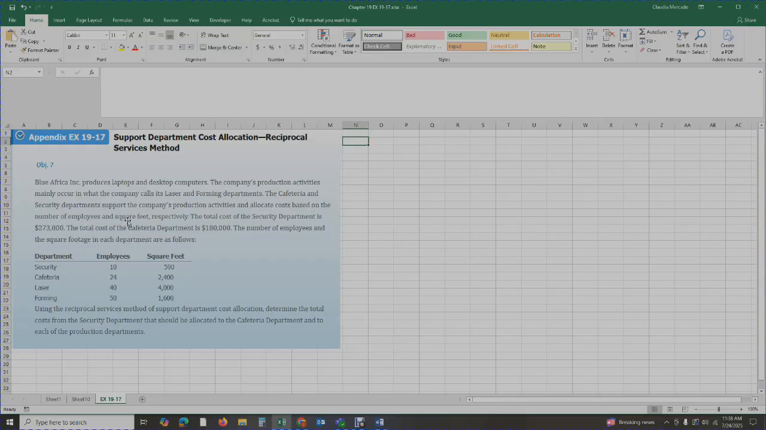So it says the cafeteria and the security department support the company's production department and allocate costs. Okay, so for the cafeteria, we allocate based on the number of employees. For the security department, we allocate based on the number of square feet that they are safeguarding. Okay, so we have to keep in mind we are only doing one distribution. We're only going to distribute the security department costs into the other three departments: cafeteria, laser, and forming.